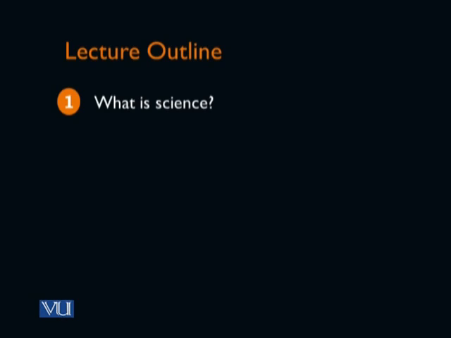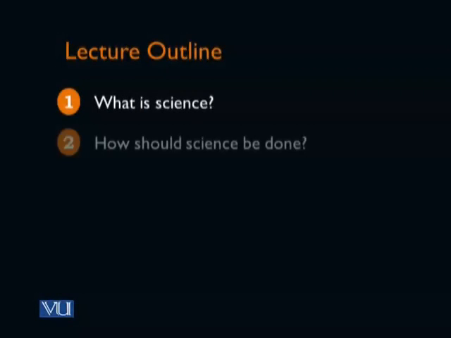Firstly, what actually constitutes science? What is the defining characteristics of science? What is the essential core? What makes a study or an analysis scientific? Secondly, we'd be talking about how science should be done ideally.